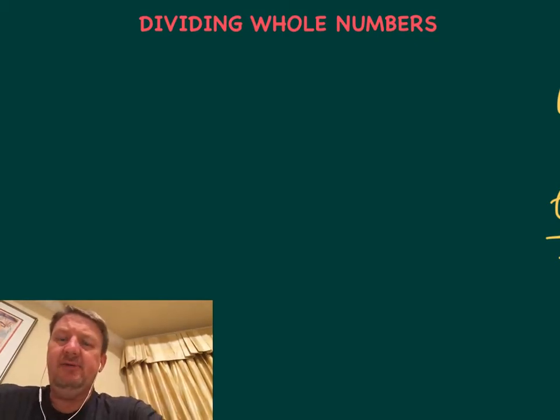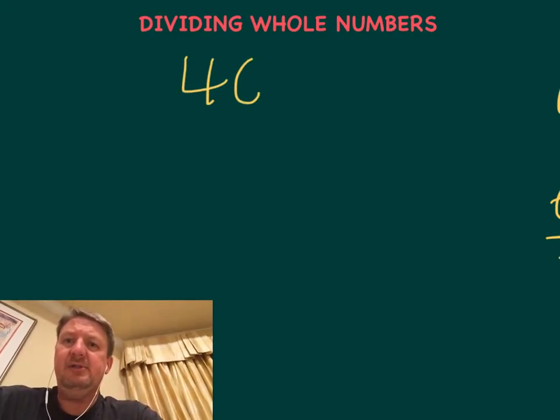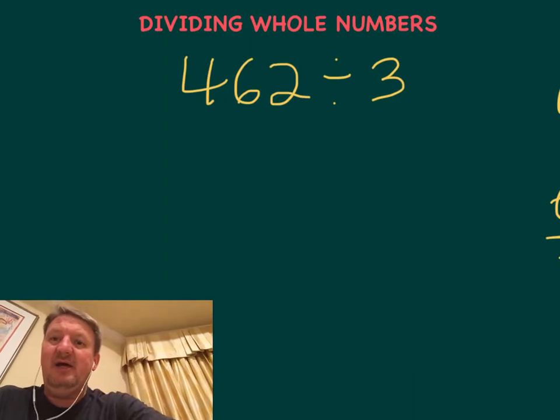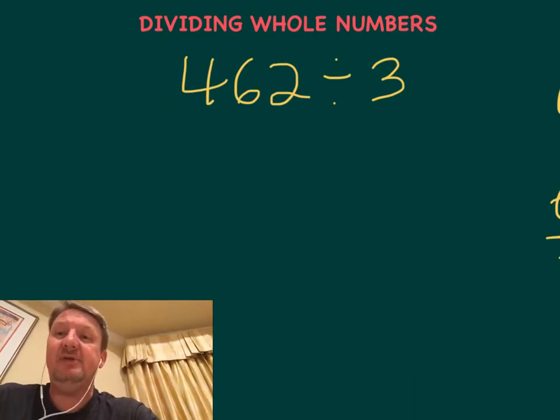I want to take you through the steps of dividing a whole number. So let's look at the number 462 divided by 3. That's our division problem. We need to figure out what the answer is. When you have a number that's bigger than 100, it may not be obvious what the answer is. So you have to use what they call long division.